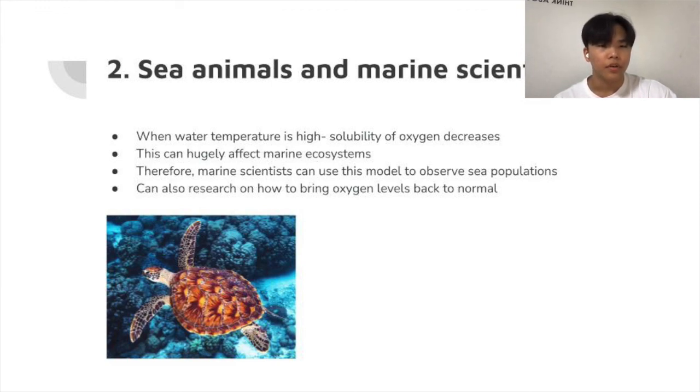Therefore, whenever there is a huge change in the population of sea animals, the marine scientists may use this model to calculate and evaluate the solubility of the bodies of water and find out the reason why such things happened. Then they can research into how to increase the solubility of oxygen in the water back to the normal state to obtain a stable ecosystem.